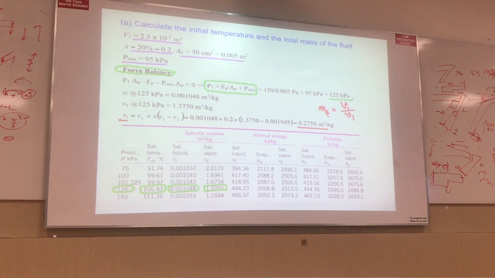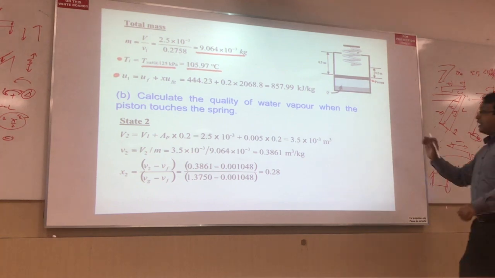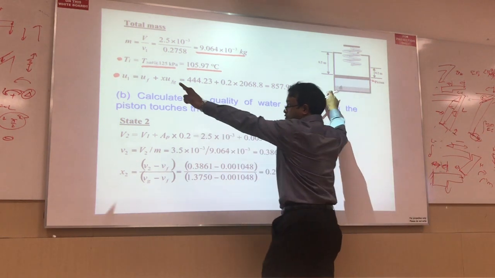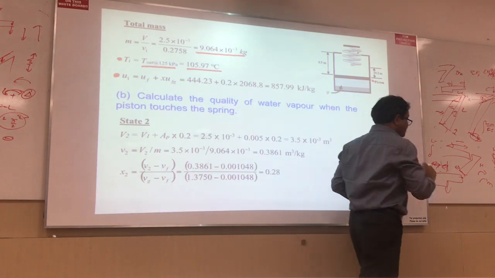Alright. I hope that you understand this. Now, total mass, I'll show you everything. M is 9.064 times 10 power 3. So what is initial temperature? T saturation with respect to 125, 105.97. So this is the initial internal energy at initial condition, because I am going to find Q. So that's why I need to find Q1: Uf plus X times Ufg. I can get it.